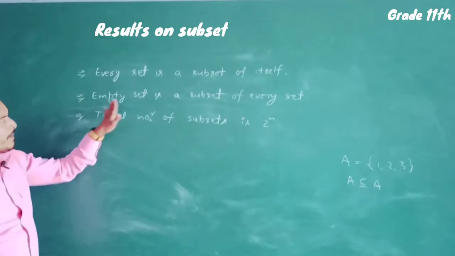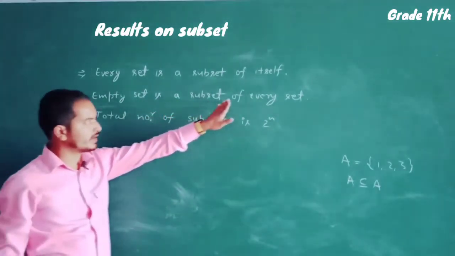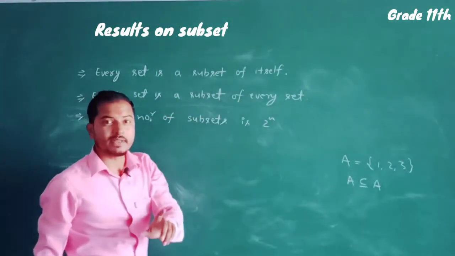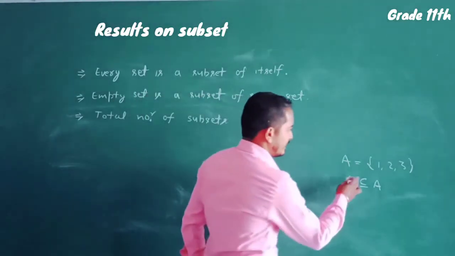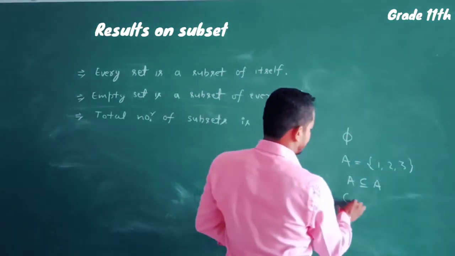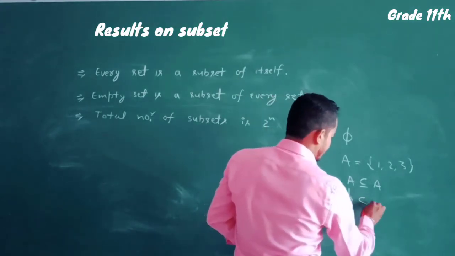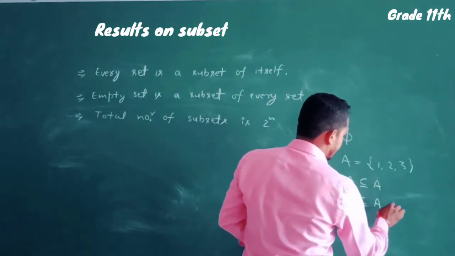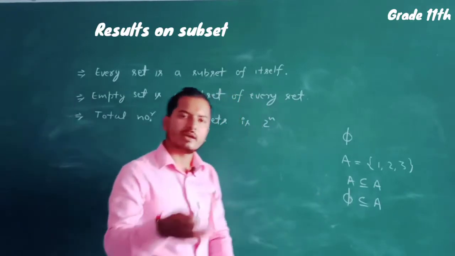Second, the empty set is a subset of every set. For example, the empty set is denoted by phi, then phi is a subset of this A. Phi is a subset of every set.